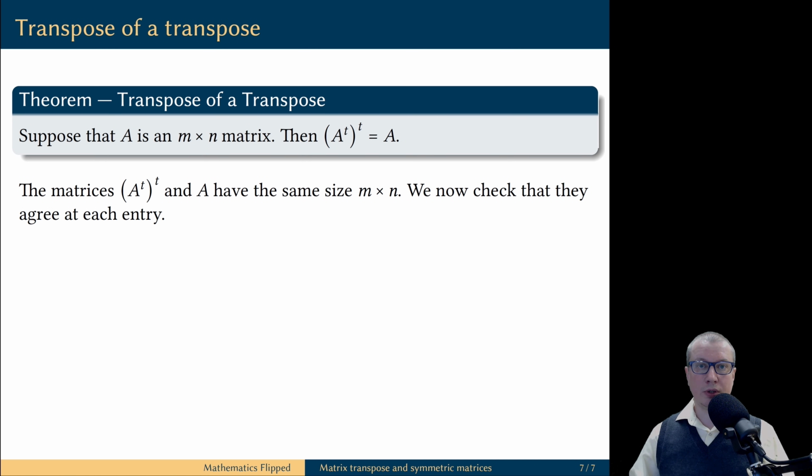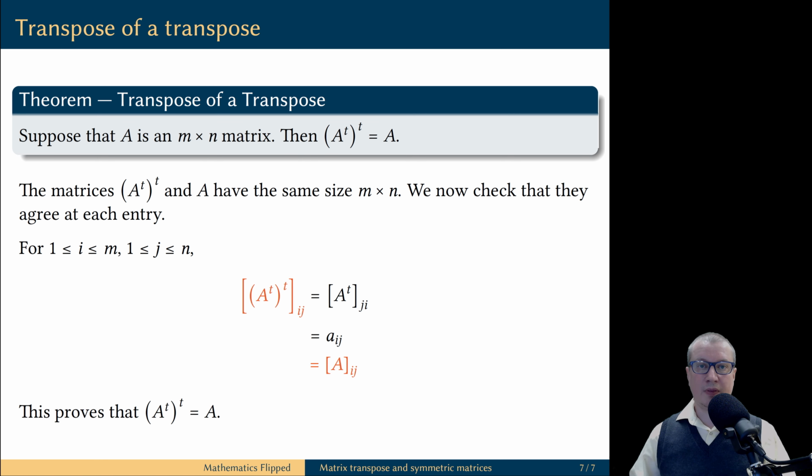Now we are going to look at the entries of the two matrices. So the entry in position ij of the transpose of A transpose is the entry in position ji of A transpose. So essentially we translate the outer transpose in this case. But now the entry in position ji of A transpose is the entry in position ij of the matrix A. This shows that the two matrices have identical entries, and this completes our proof that they are equal as matrices.